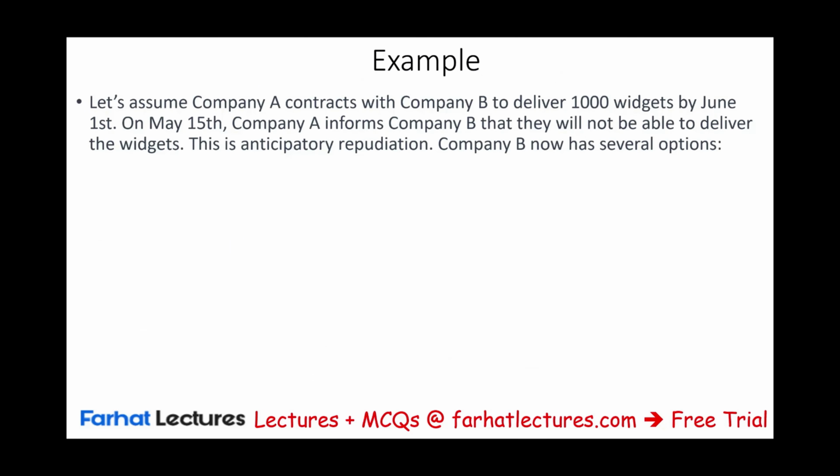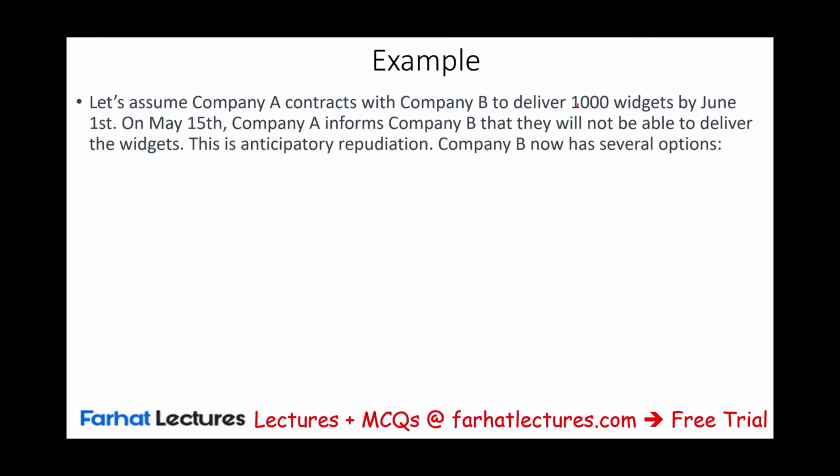Let's look at an example. Let's assume Company A contracts with Company B to deliver 1,000 widgets by June 1st. On May 15th, basically 2 weeks before, Company A informed Company B that they will not be able to deliver the widgets. This is an example of anticipatory repudiation.